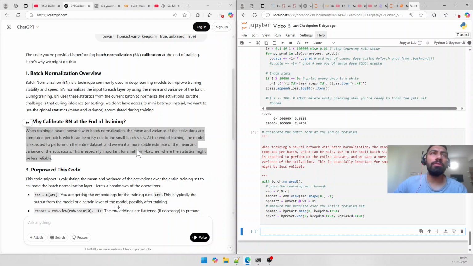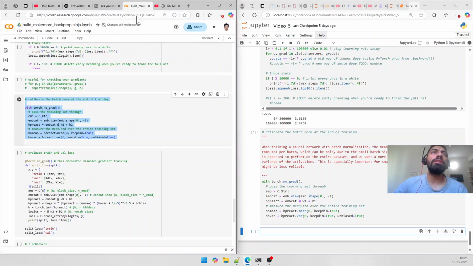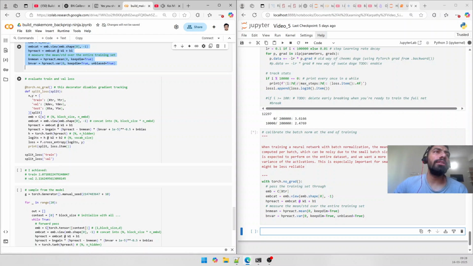Why do we need this batch normalization? It will run, okay, and then we are trying to check the loss. Training loss, but the same thing we are using.